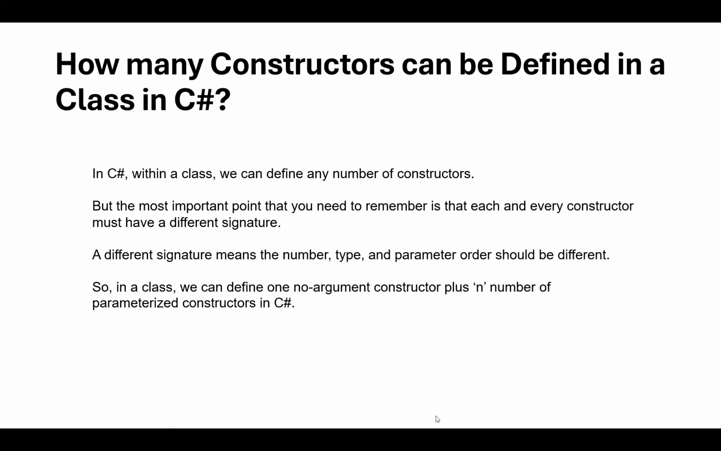Okay, next question. How many constructors can be defined in a class? I will show it for you. So in a class, we can define any number of constructors, but we have some limitations. The most important point is that you need to have constructors with different signatures. Signature is the name and the number of parameters. So number and type of parameters.